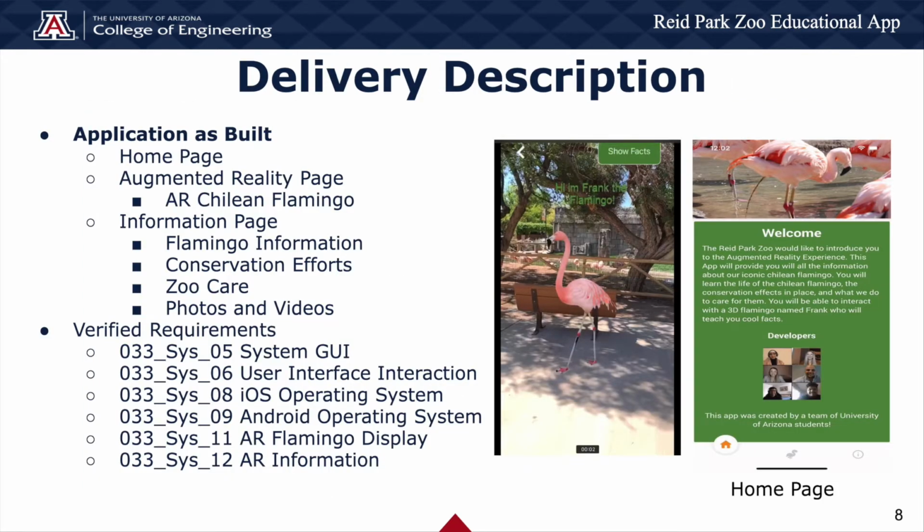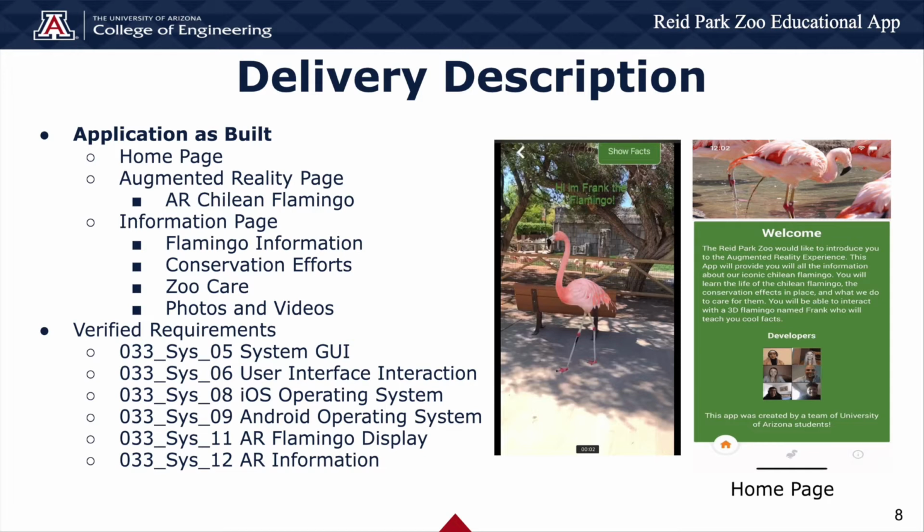The finished application is composed of many pieces. First, we have the homepage of the application, which is the first thing the user sees when they open the application, and it contains a brief overview of the application and its creators. Then we have our augmented reality page, which contains our 3D flamingo model, and this page interacts with the user's phone camera to superimpose the model into the surrounding area.